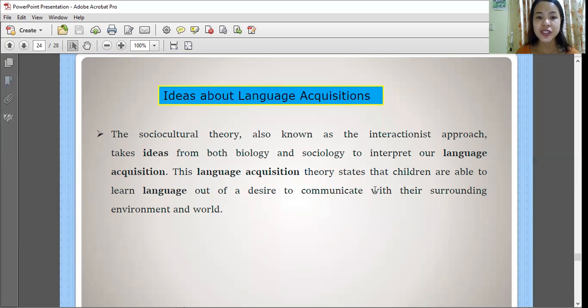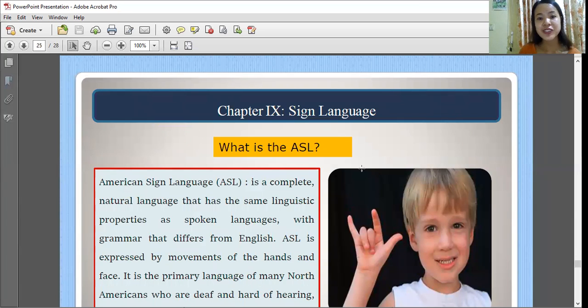And the idea about language acquisition: the social culture theory, also known as the interactionist approach, takes ideas from both biology and sociology to explain our language acquisition. The theory states that children are born to learn language out of a desire to communicate with their surrounding environment and world. And here is chapter 9, the last chapter, sign language.